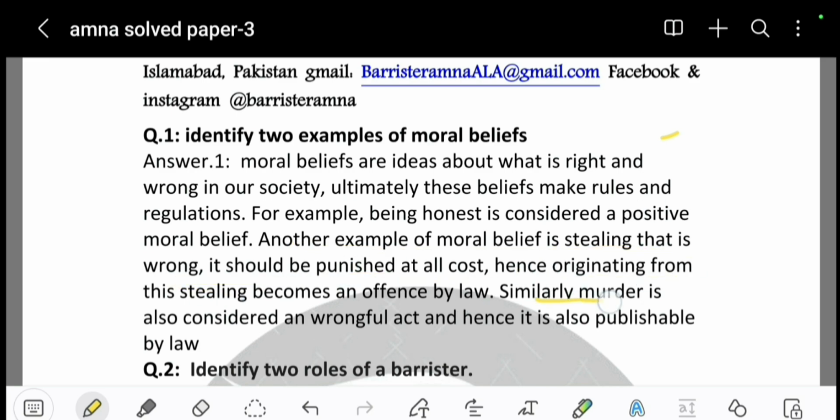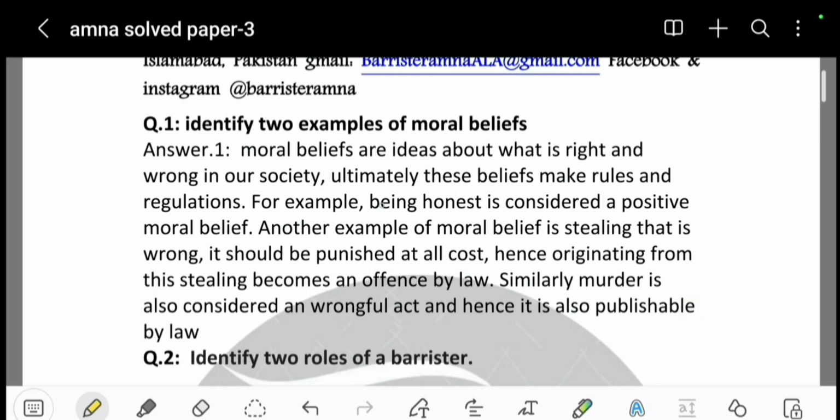Similarly, murder is also considered a wrongful act and hence it is also punishable by law. Even though they asked for only 2 examples, I have added more than 2 in case one of my examples gets rejected or is maybe not considered right. At that point it's better to include one more. Even though they're asking only for 2, you have to add more than 2 just for safety. Okay, so this is how you have to add the whole answer where you have added different examples. So I'm going to repeat the examples. First example is being honest. Second example, stealing. Third one is murder.